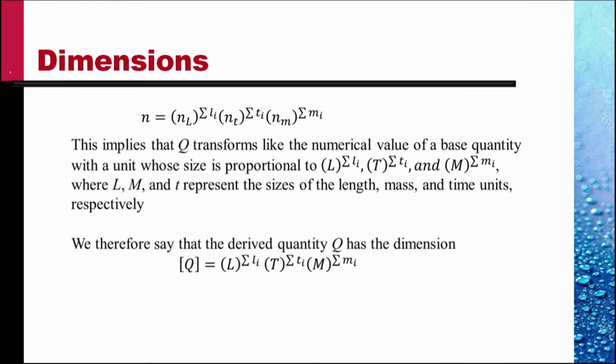We therefore say that the derived quantity Q has the dimension L raised to power summation li, T raised to power summation ti, and M raised to power summation mi. This follows directly from requiring that the relative values have absolute significance.